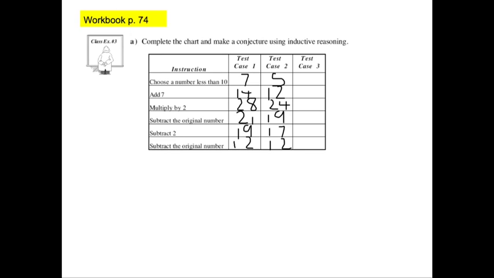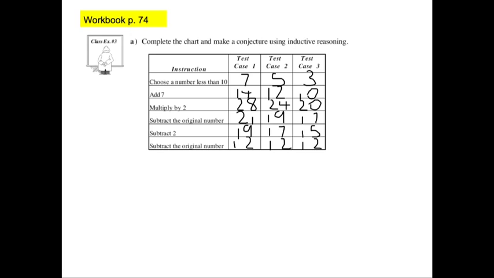You notice a pattern popping up? Well, let's try it again with another number. Let's try 3. So if you add 7 to that, that'll give you 10. If you multiply that by 2, it's going to give you 20. You want to subtract the original number, that's going to be 17. If you subtract 2, that's going to be 15. And you subtract the original number, well, that's going to give you 12.